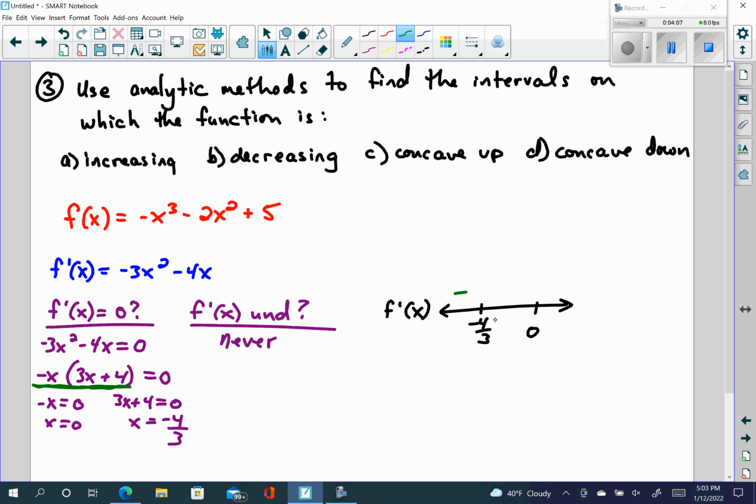Let's just try a negative 1. This will give us a positive, the opposite of negative 1. And then 3 times negative 1 is negative 3 plus 4, so that'll be positive. So we get a positive times a positive. In between those 2 numbers, we get a positive. And then let's try a positive 1. This would become a negative 1, and this would become positive, so negative times a positive is negative. So this tells us f is decreasing, then increasing, and then decreasing again.